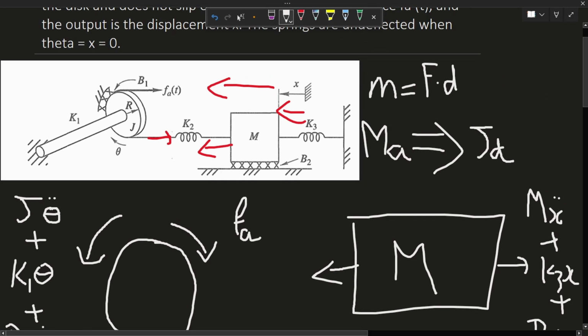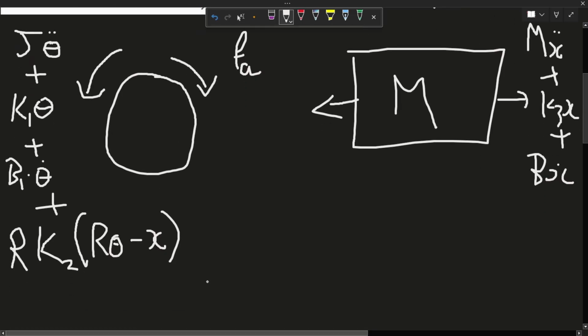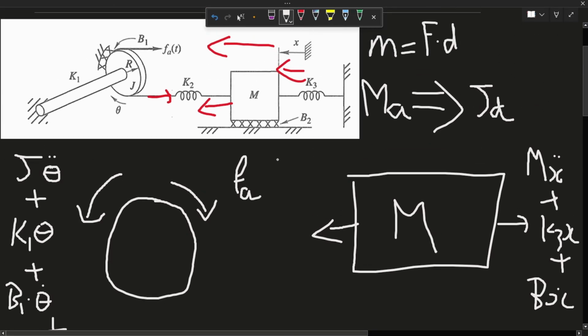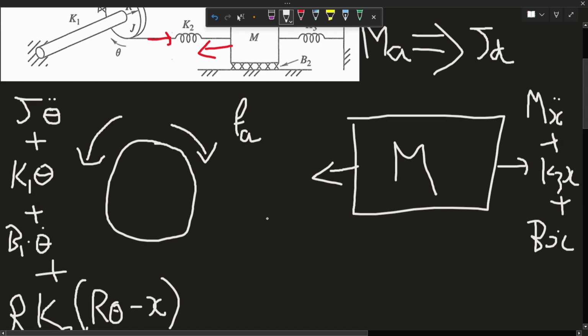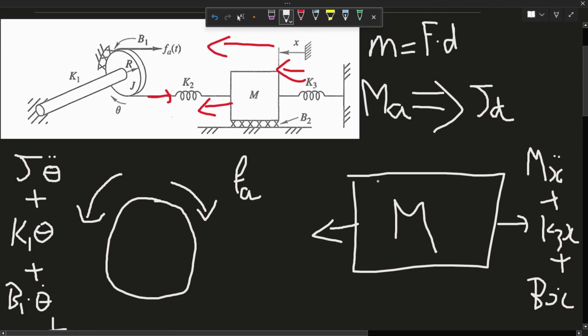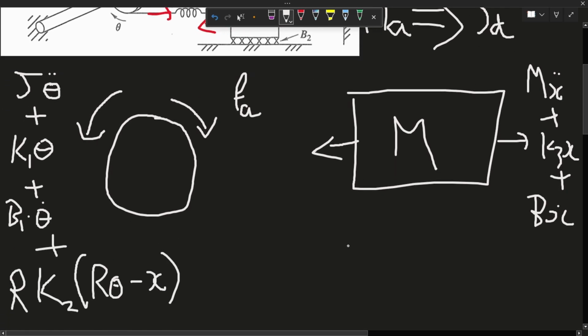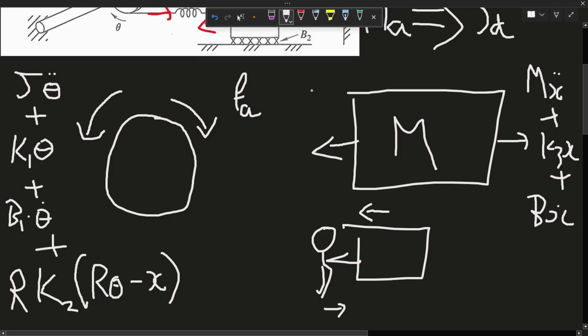Over here, you don't need to write RK2, okay? Because Newton's law says that the force is the same. It's just that when it's acting on different objects, it's in the opposite direction. It's the same principle as if you're pushing on a box: you are exerting force to the right, but the box is exerting force on you to the left. It's the same force, just opposite direction.